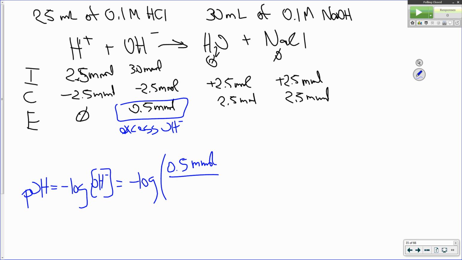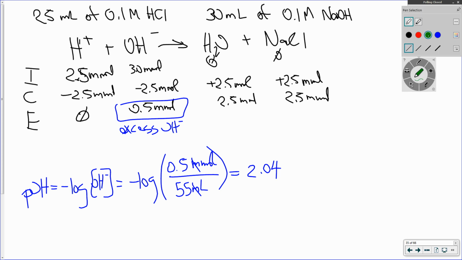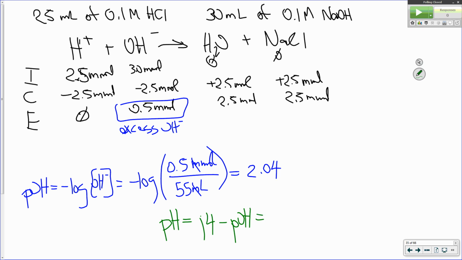So we started with 25, we've added 30 to it, so the total volume is 55 milliliters. Milli and milli cancel out, so that's molar. So I'll take 0.5 divided by 55, take the negative log, and it's 2.04. Now that's pOH. If I want pH, I take 14 minus the pOH. And the pH has jumped all the way up to 11.96.